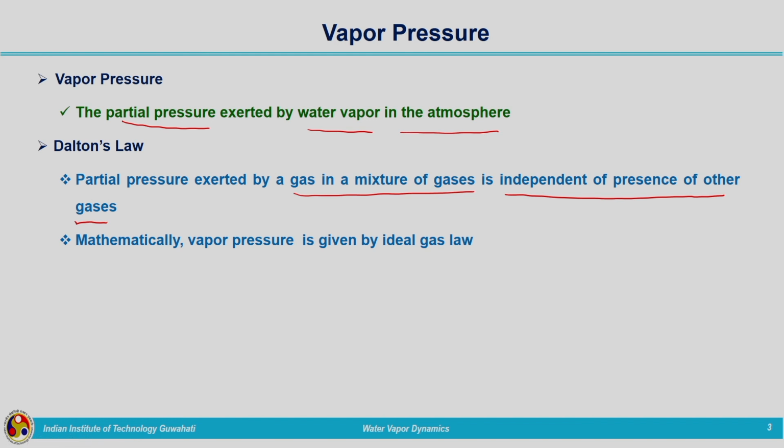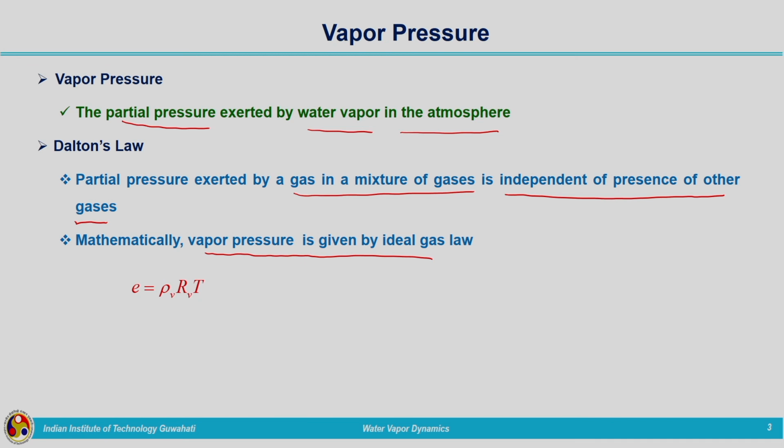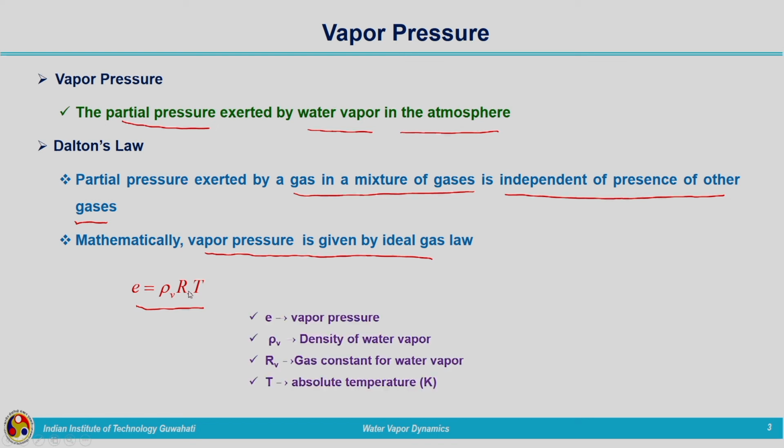So, how do we calculate vapor pressure? We can represent it mathematically by means of the ideal gas law. In the ideal gas law expression, we know PV is equal to nRT. That equation is modified for our requirement, and here we write the ideal gas law in this form: e is equal to rho v Rv T. Here e represents the vapor pressure, rho v is the density of water vapor, Rv is the gas constant for water vapor, and T is the absolute temperature in Kelvin.